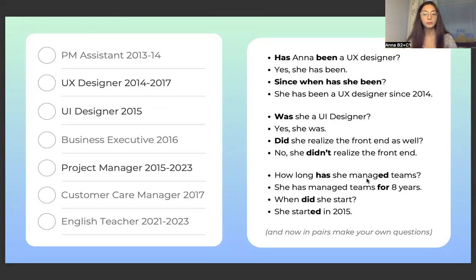So how long has she managed teams? She has managed teams for 8 years. And when did she start? She started in 2015. So when we want to speak about a period of time, we can use present perfect. When we speak about a specific point in the past, we can use past simple. And now in pairs, make your own questions.